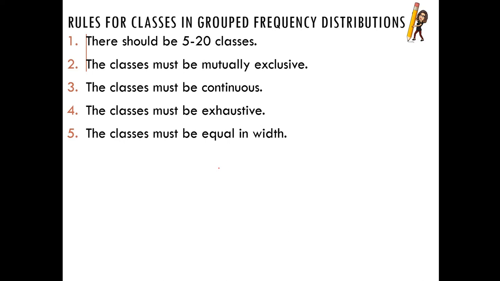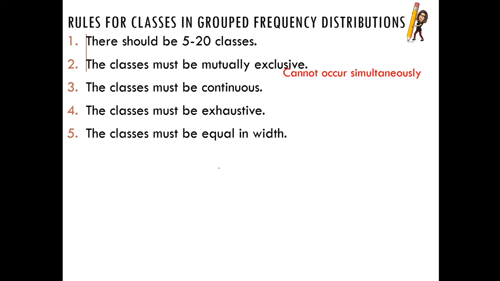Okay. Here are some more rules for when you create those categories or classes in your grouped frequency distribution. There should be somewhere between 5 and 20 classes. Also, I will always tell you in the problem how many classes to create. Those classes must be mutually exclusive, they should be continuous, they should be exhaustive, and they must be equal in width. So when we say mutually exclusive, we mean that they cannot occur simultaneously.